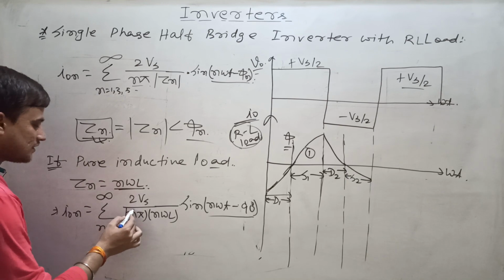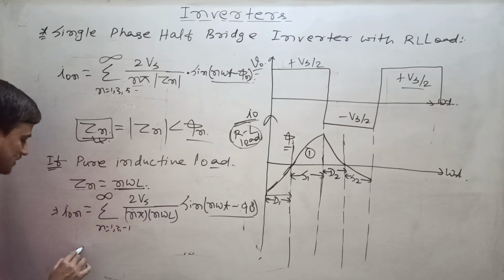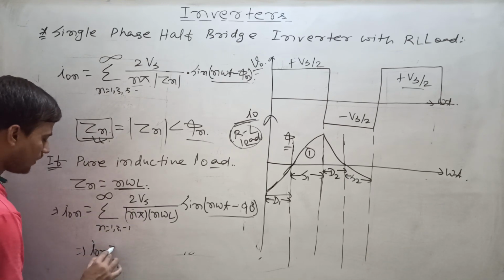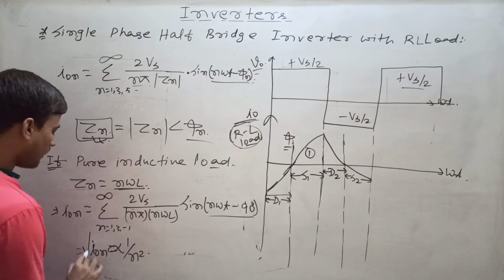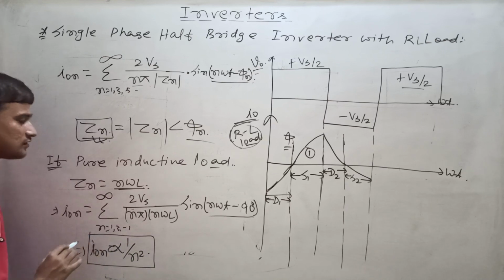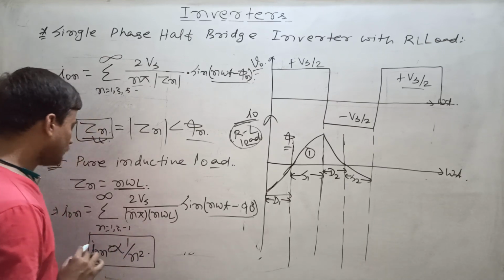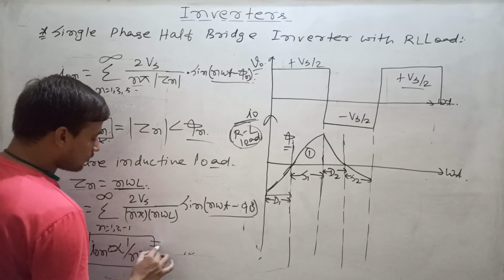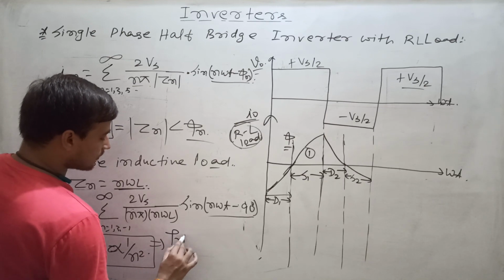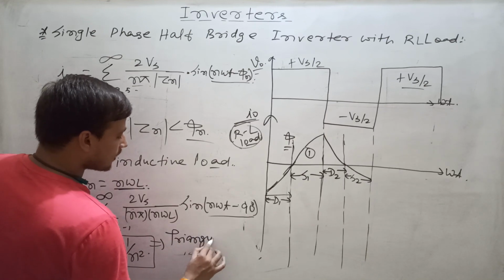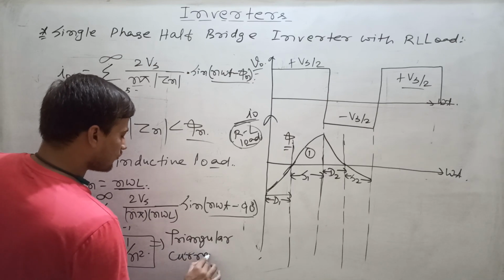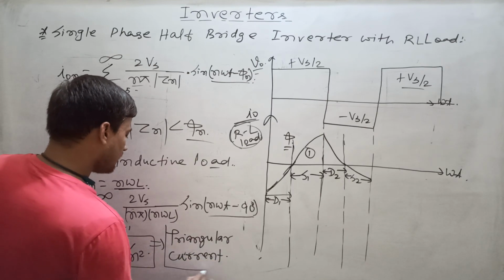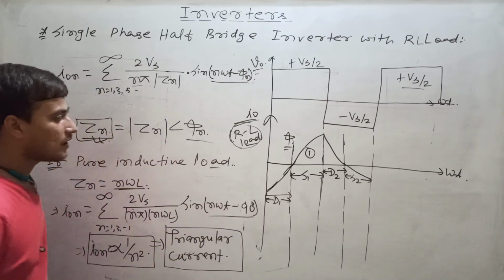So now what do you see? n and n square. That means I_n is proportional to 1 upon n square, where n is 1, 3, 5 and so on. That means from here you will get the triangular current. You must remember this condition: from here you will get triangular current.